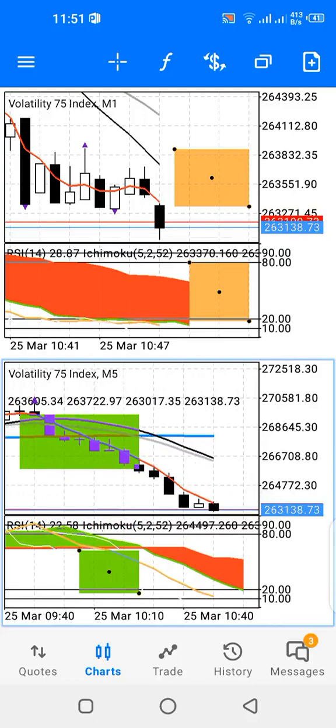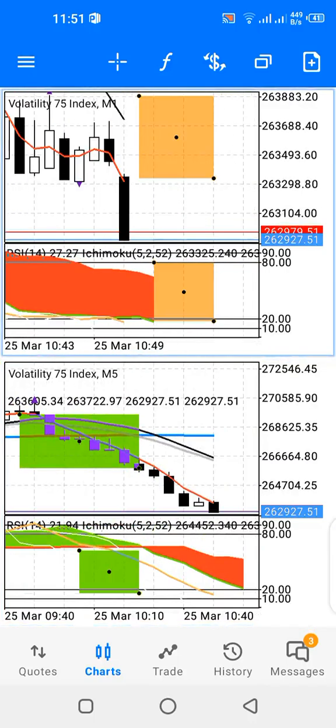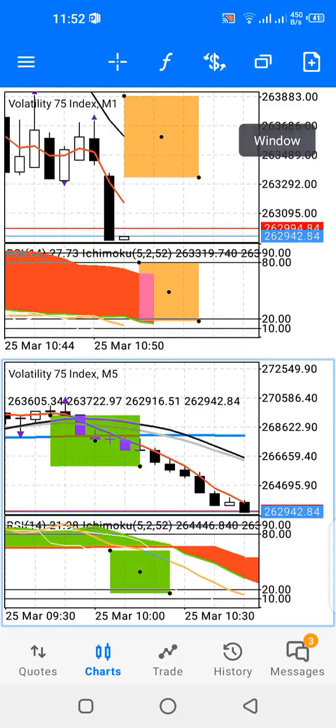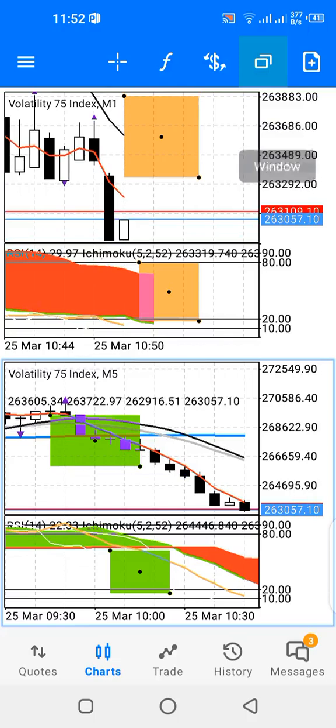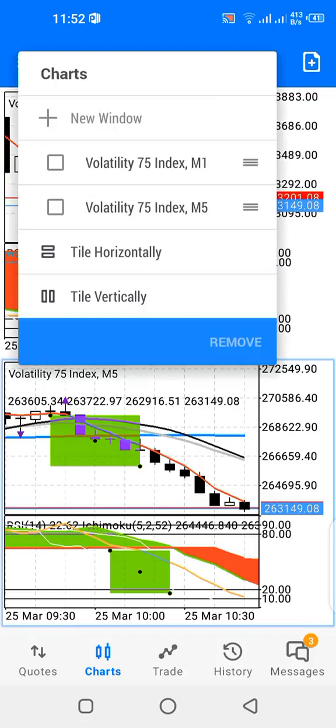To divide your MT5 screen into two, where you have the upper and the lower window, there's an icon right here, which is called the window icon. Once you tap onto the icon, you can divide your screen into two, or you can minimize. Let's say I want to remove the upper window, which is the 1 minute volatility 75 index window. All I need to do is check the box and then click on remove. It will remove the window, but I don't want to do that right now.